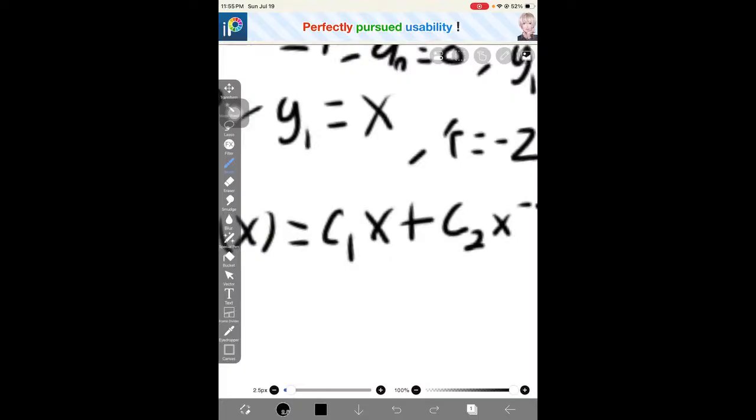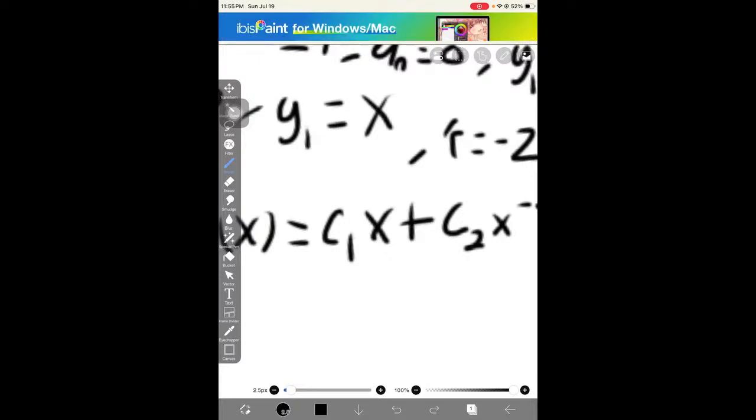Let a sub 0 equal 0. No, it's an arbitrary constant. You can't make that into 0. It cannot be equal to 0.